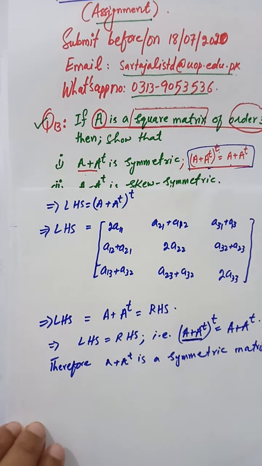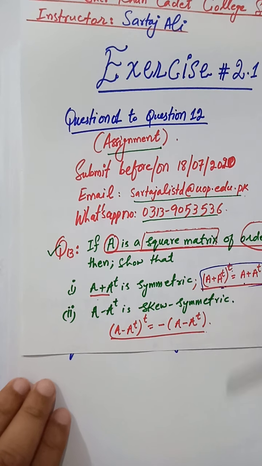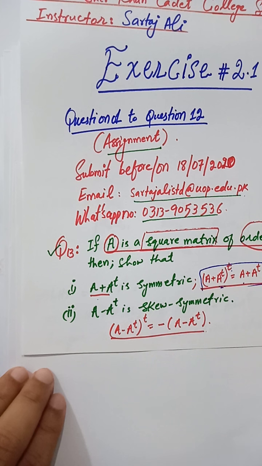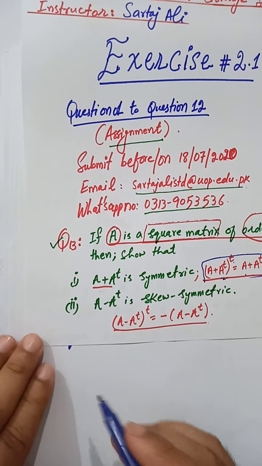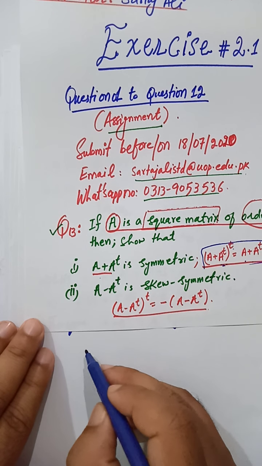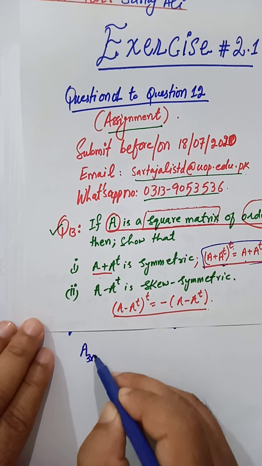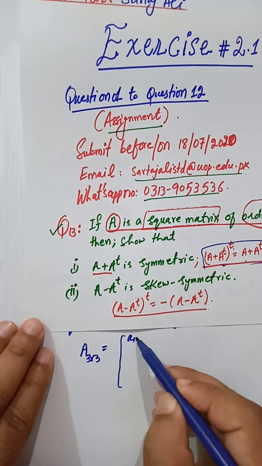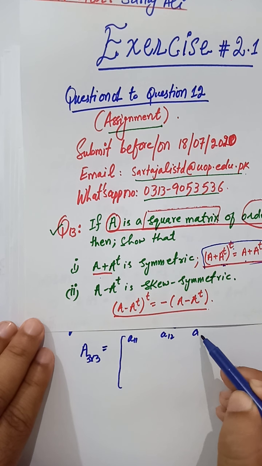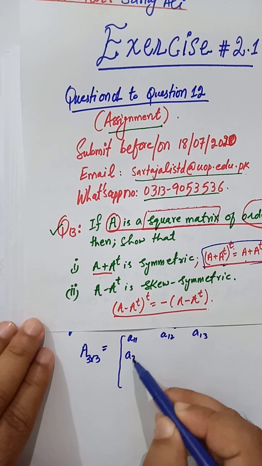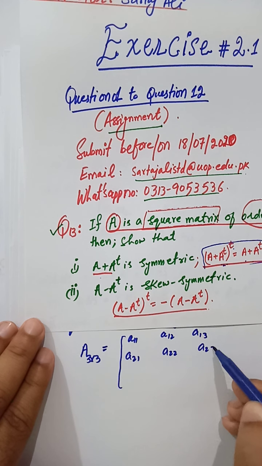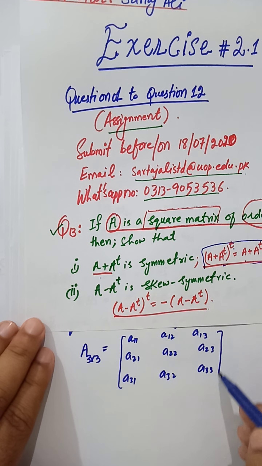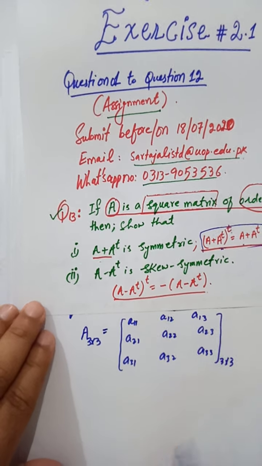Now part number 2, we need to show that A minus A transpose is a skew symmetric matrix. For that I also consider a general matrix of order 3 by 3, same as we considered for part number 1. A11, A12, A13, A21, A22, A23, A31, A32, A33, a square matrix of order 3.